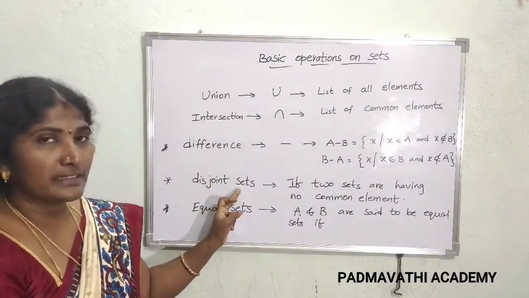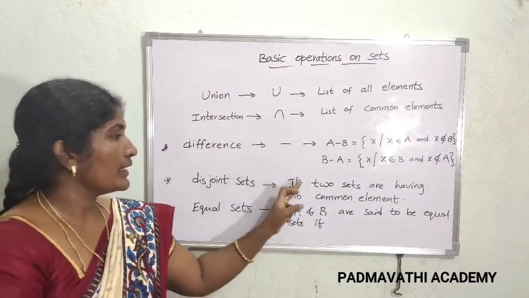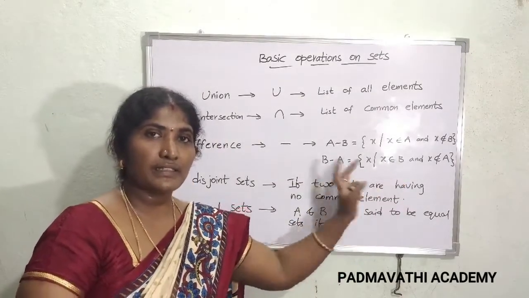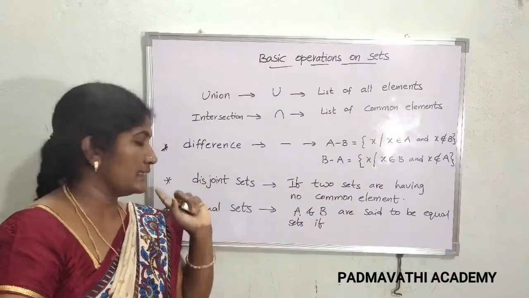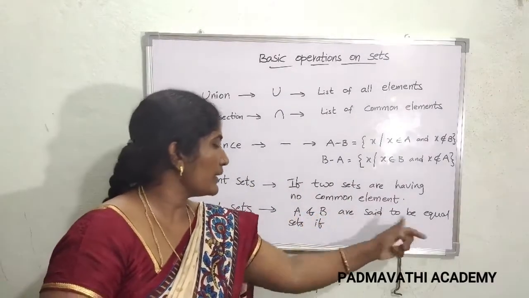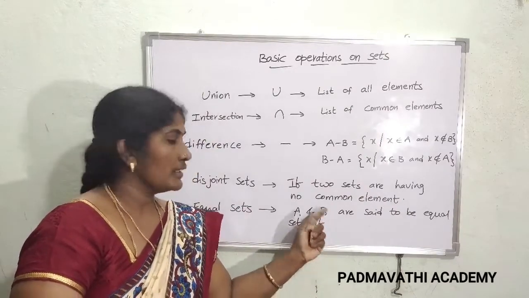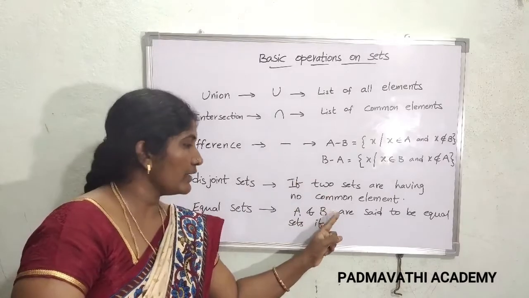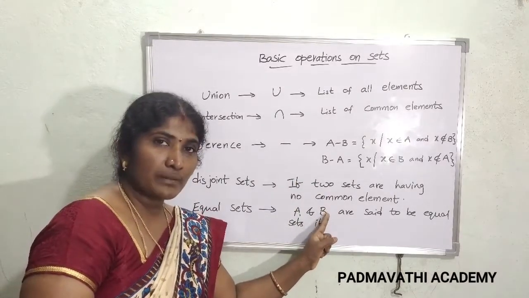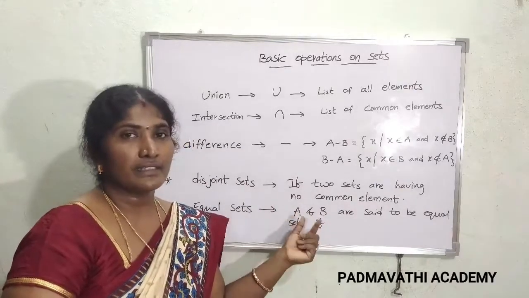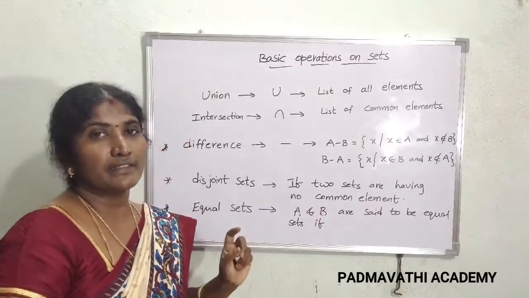Next, disjoint sets. What are disjoint sets? If two sets are having no common element, then the two sets are said to be disjoint sets. Next, equal sets. A and B are said to be equal sets if the elements which are present in A are all present in B and the elements which are present in set B are all present in A. Then only A and B are said to be equal sets.